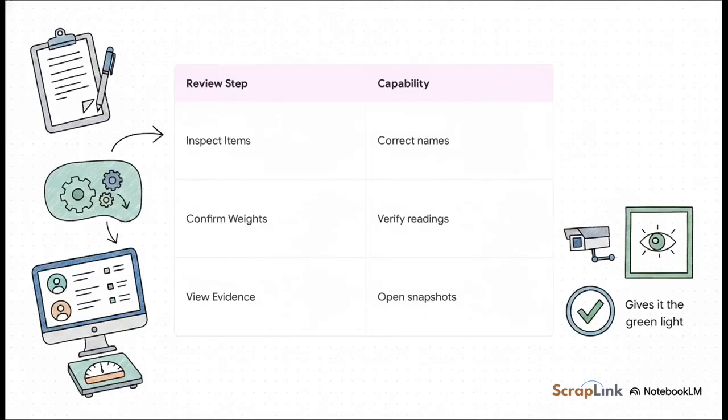And when a docket hits this board, the office staff aren't just blindly accepting it. They use a dedicated docket edit drawer to thoroughly review the transaction. As you can see, this review capability is incredibly comprehensive. They can verify which exact operator handled it, ensure the item names are correct, and double-check those automatic scale readings. Most importantly, they can actually open up those attached CCTV snapshots and proof photos right from their desk to visually confirm everything before giving it the green light.